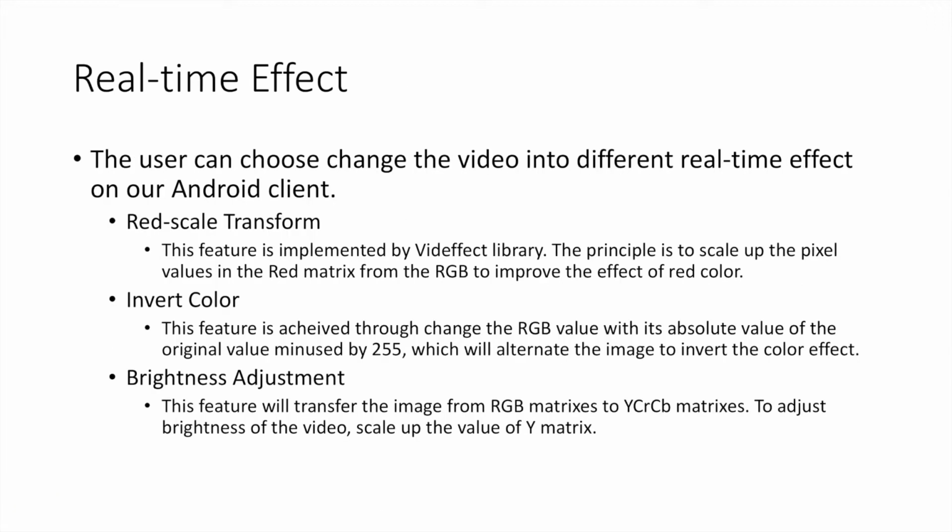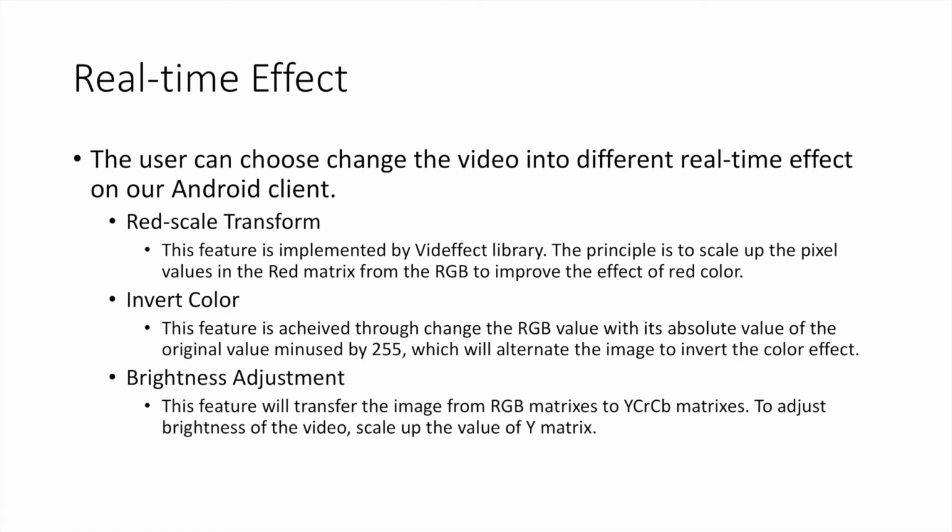So the real-time effects include the red scale transformation, invert color, and brightness adjustment. The principle of these three effects is, first, the red scale transformation is a feature implemented by the Video Effect Library. The principle is to scale up the pixel values in the red matrix from the RGB imported by the images.